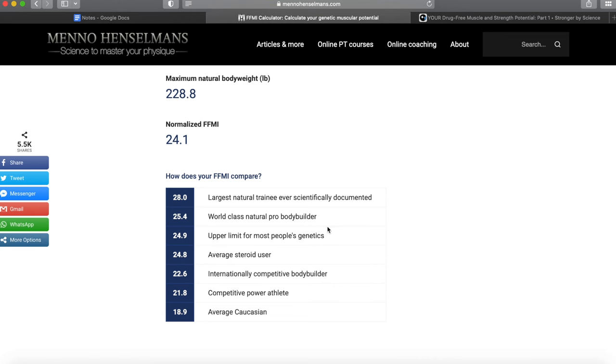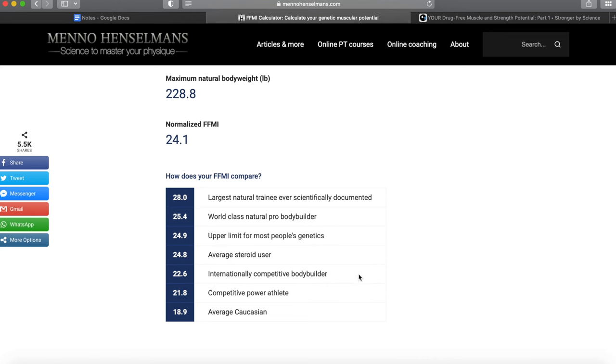That's kind of motivating. 24.9 is the upper limit for most people's genetics. How they determine that is not something I know, so I'll take their word for it, at least loosely. So 24.9, that's pretty massive. That's still almost an entire point of FFMI up from where I'm at now. Average steroid user is 24.8. That's motivating, that I'm actually pretty close to that.